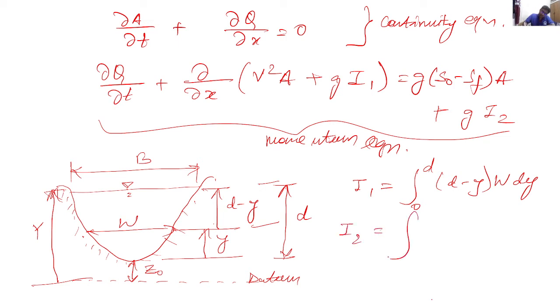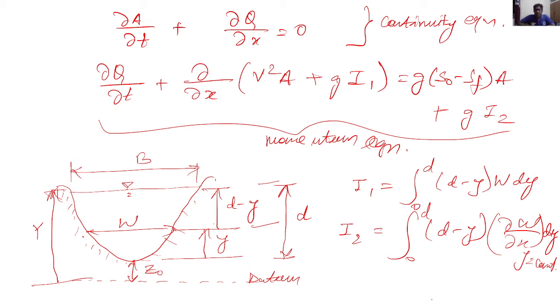And I2 will be the integral from 0 to d of (d minus y) times del w by del x, that is, the change in the width with respect to the change in the position, times dy, where y is constant because it's change in the x direction and not the vertical direction. So this is how I wanted to explain the simplified expression for the integral form of the Saint Venant's equation, which basically is two basic equations of flow through open channels: the continuity equation, which is mass balance, and the momentum equation.